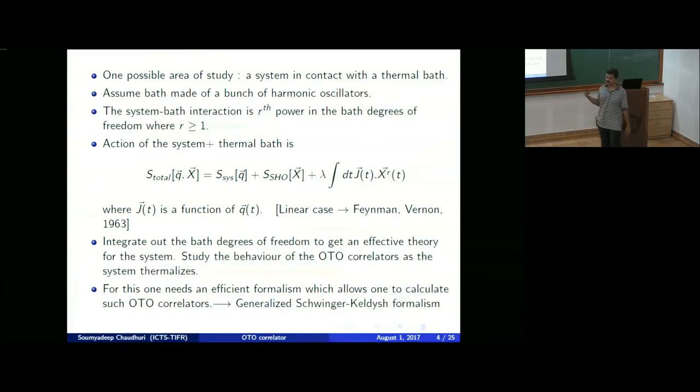Now we can integrate out the degrees of freedom of the bath to construct an effective theory for the system only, and then we can study the behavior of OTO correlators with the help of this effective theory, and see when such a system is brought in contact with the thermal bath, how this system thermalizes. That is, when it is out of thermal equilibrium, study the behavior of these OTO correlators. And for this one needs an efficient formalism which allows one to calculate such OTO correlators. As Amin introduced, he gave a sketch of the formalism. It's a generalization of the Schwinger-Keldysh formalism. I'll talk about it later in the talk.